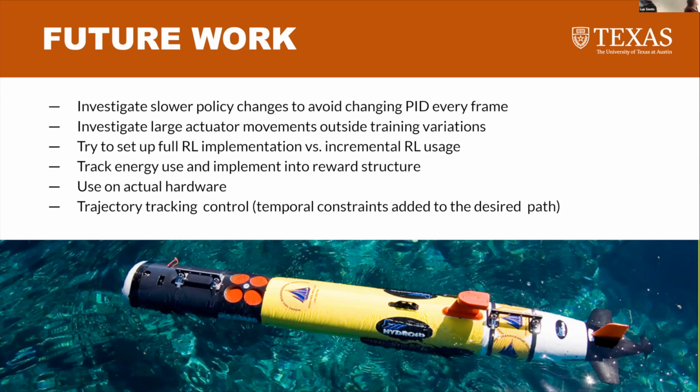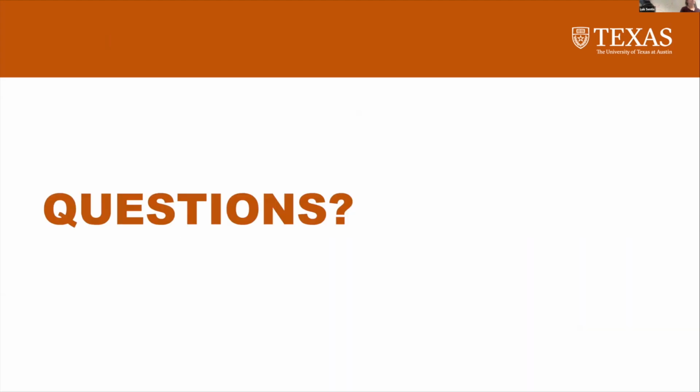Maybe looking at energy usage and implementing that into a reward structure to compare the two versus the baseline model. And then, of course, trying to get it working on actual hardware, and then maybe even adding trajectory tracking controls, so just adding temporal constraints on the actual path that you're following. Any questions?